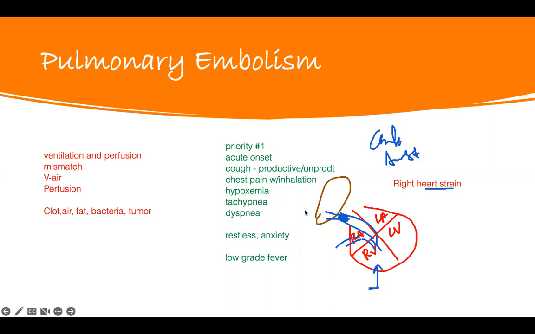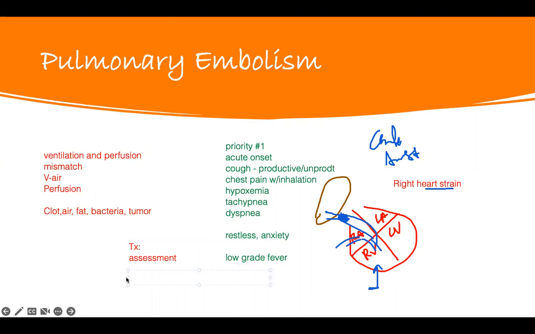So briefly, this is what happens. So what do you do as a nurse? Well, treatment is what? The first thing you do is assessment. They will present with acute onset of shortness of breath, restlessness, anxiety, low-grade fever, and chest pain with inhalation. So you've got to figure out what the problem is.